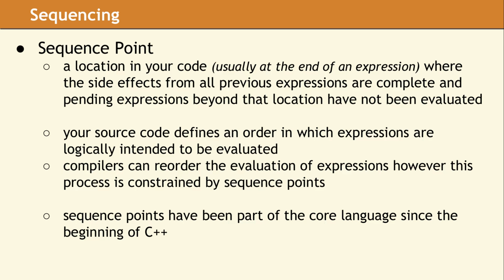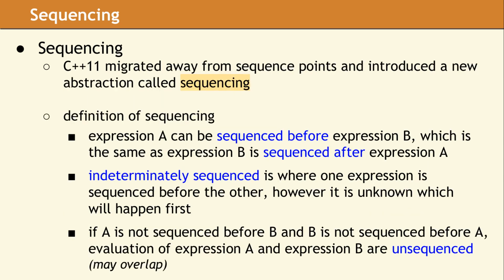A more precise way to word this is to say the compiler is allowed to freely reorder your code, but only between sequence points. The Standards Committee realized the idea of sequence points was too restrictive. Starting with C++11, sequence points were generalized to the more flexible term of sequencing. The idea is that given any two expressions, we should be able to ask, what is the sequencing relationship between expression A and expression B?